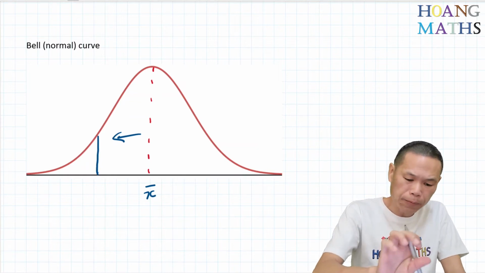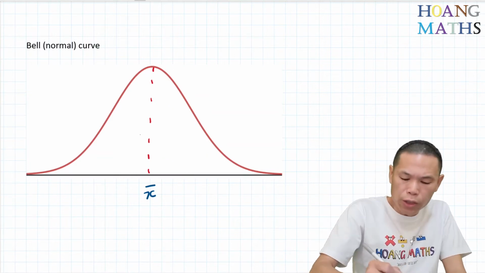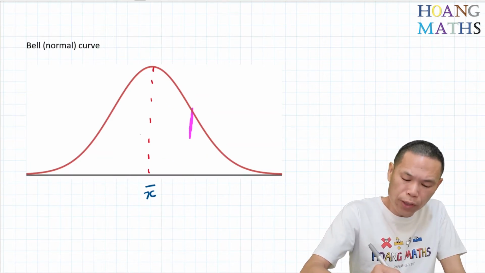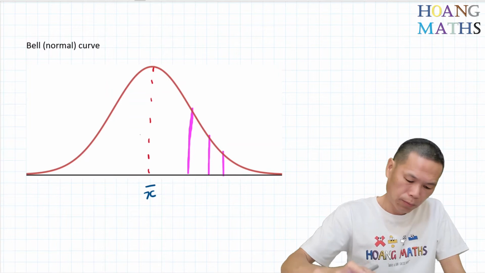On the other hand, on this side of the bell curve is above average. So this means that the score on this side, the further away from the mean, the better it is, okay? So please keep that in mind.